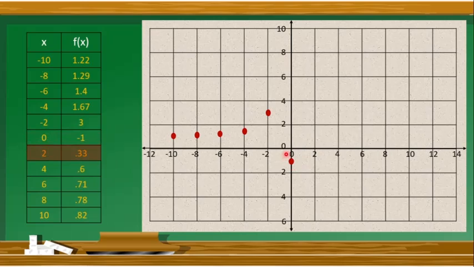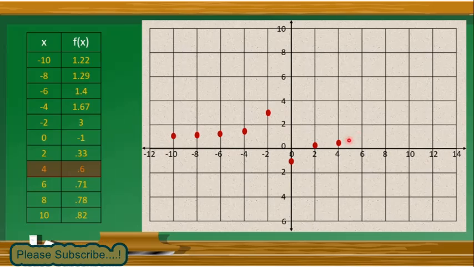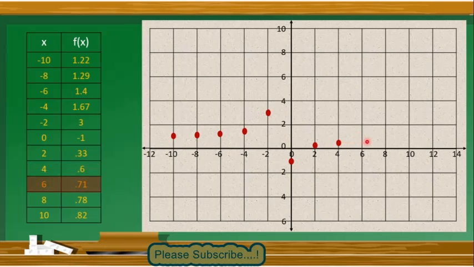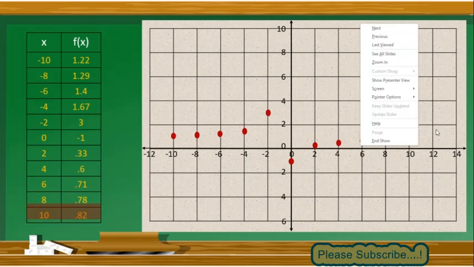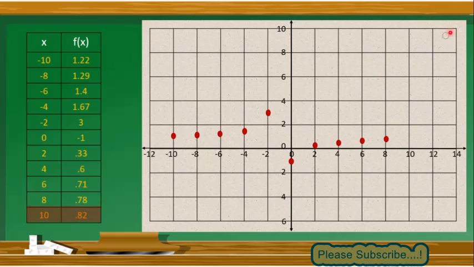Then positive 2, then 0.33. Then 4, there, then 0.6. So something like that. Then when x is 6, 0.71. When x is 8, 0.78. When x is 10, 0.82. Okay. So those are the points based on this table of values. By connecting those, we have our graph now.